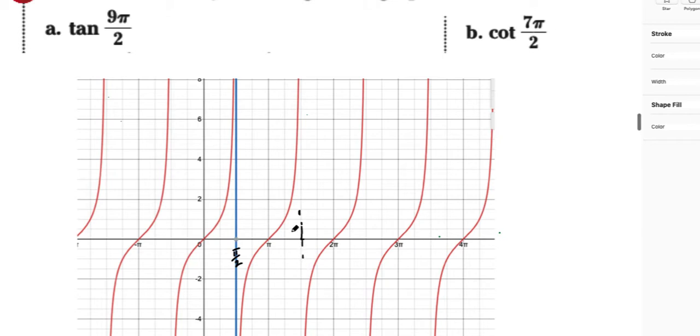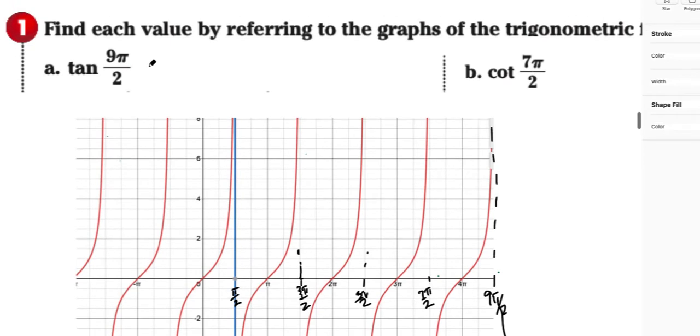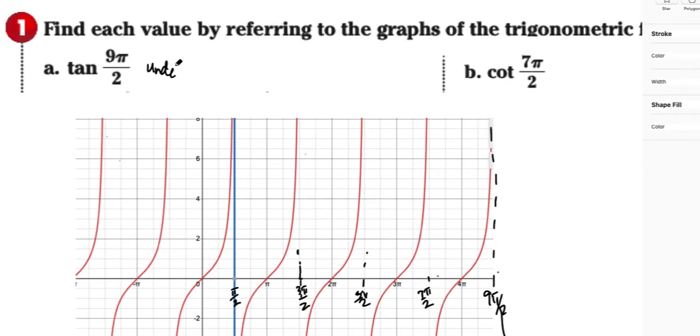So I'm going to try to show it to you on the graph. This would be 3 pi over 2. This asymptote is going to be 5 pi over 2. 7 pi over 2 is here, and we just barely made it, and so forth and so on to the next one, which is 9 pi over 2. And so seeing that, we know that we have an undefined value for that, and that's what we're going with for that portion.